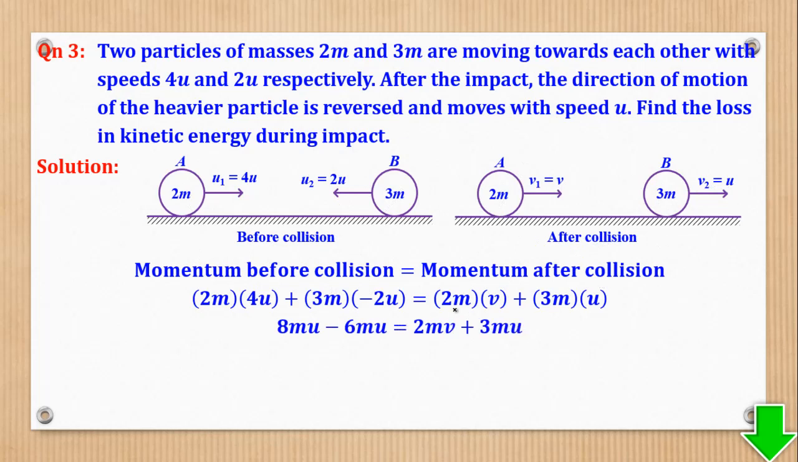So next is to simplify. We come up with that. Collect like terms. So this m will cancel. Then collect like terms, 8 minus 6 gives you 2u. This is 2v, this is 3u. Rearrange, you come up with that, implying that v is equal to negative 0.5u. Okay, but they ask for loss in kinetic energy. Now we have left u in the answer because it was given in the question. It is v which was not given, so we had to get its value in terms of u.